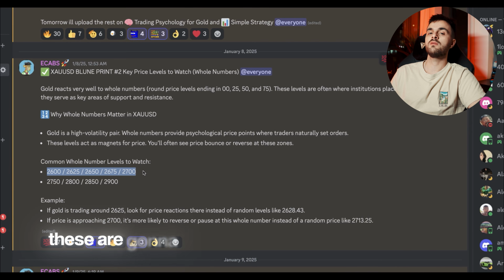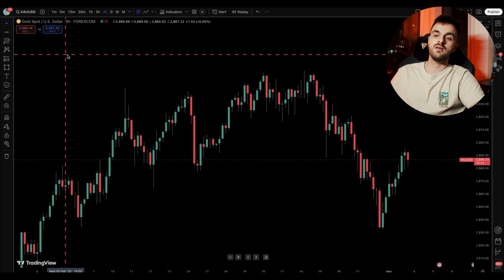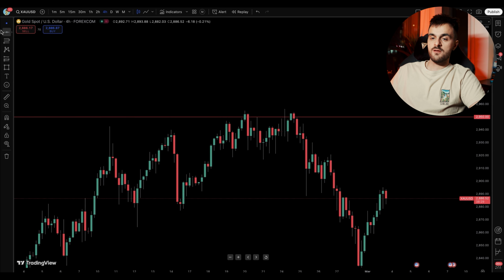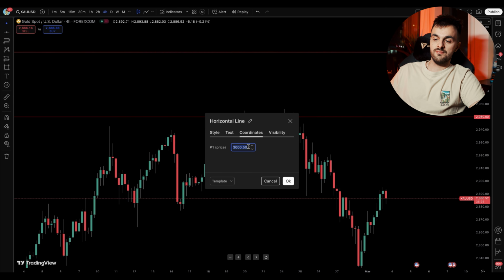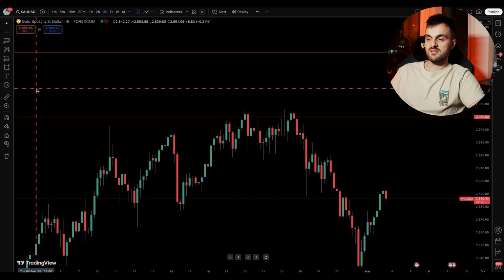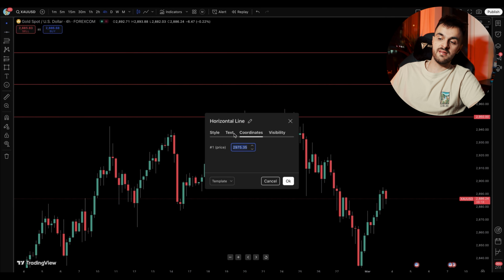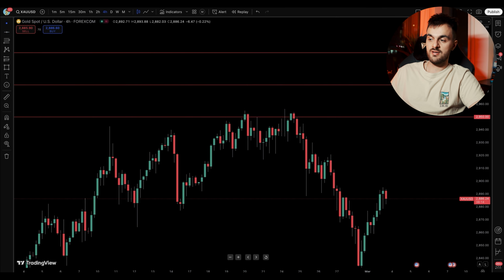Now these are going to be more looked at as swing levels, because the market is not going to be at these levels as much. So if we're going to go every $25 on gold, let's start at a number like 3,000 here. What would $25 down be, right? That would be 75. The market hasn't hit that yet, but this is just an example of putting the horizontal lines every $25 for the price of gold. Let's say if I was starting at $3,000, $25 down would be $2,975.